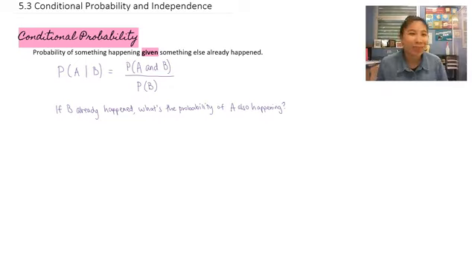Hello, welcome to Chapter 5, Section 3. So this is our last section in the Chapter 5 probability chapter. So today we are talking about conditional probability and independence.